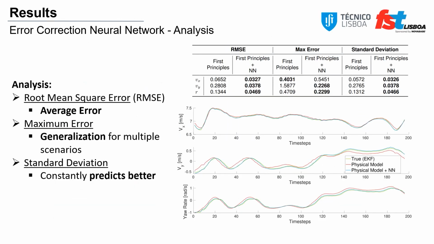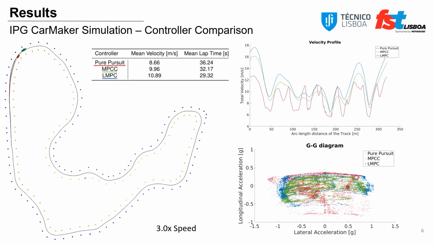Looking into the results, it is possible to see how much better the augmented first principles model with the network is at predicting the future, surpassing the conventional first principles model in most of the used metrics. When testing in a high-fidelity simulation, it is possible to see how much faster the LMPC is when compared to the MPCC, and also to the previous team approach, a geometric controller called Pure Pursuit, showcasing that a better model does lead to better control actions.